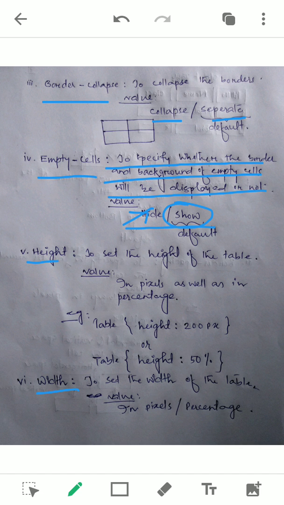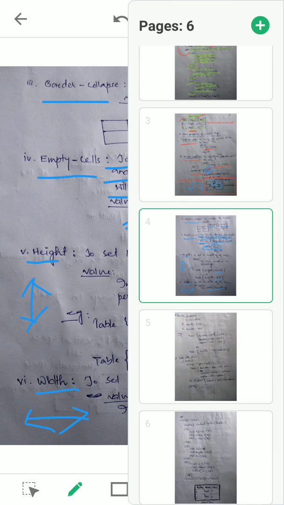Okay, next one is height and width. You know this is height and width. What is the height? How much height you want to display for your table, this is the height and this is the width. And the value of the height can be given in pixels as well as percentage. In a similar way, the value of the width also can be given in pixels as well as in percentage. Same. Okay, the question and answer also you have written like this. What values can be given?